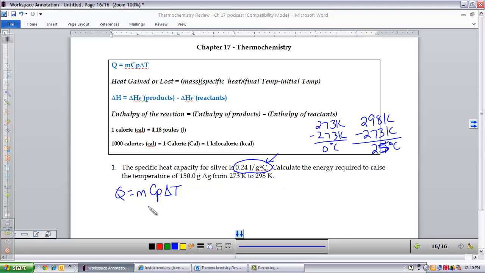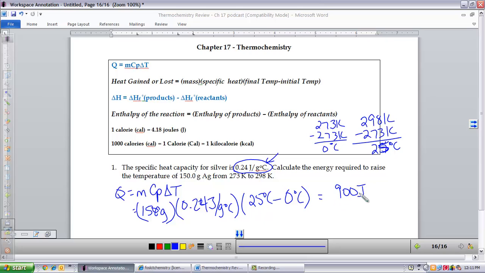25 degrees C. So you have your two temperatures here. Our mass is 150 grams. 0.24 joules per gram degrees C. Our final temperature is 25 degrees C minus our initial. It is important to do final minus initial so that our sign is correct. When you calculate that out, you get 900 joules. However, since you need two significant digits, then you would write it this way.